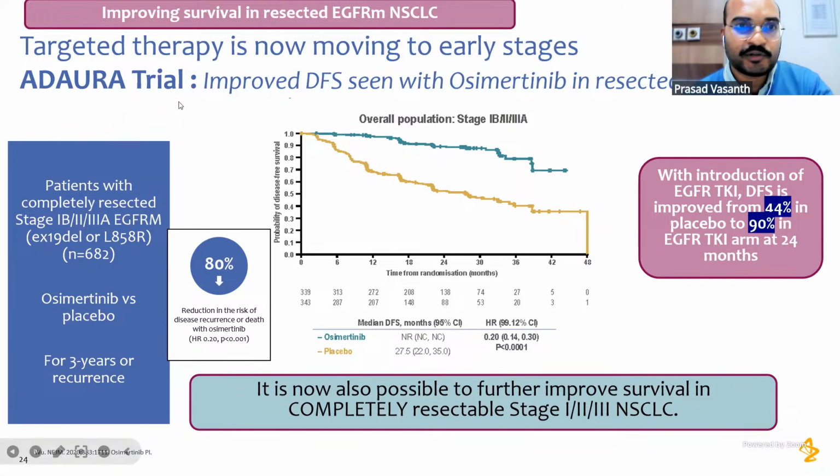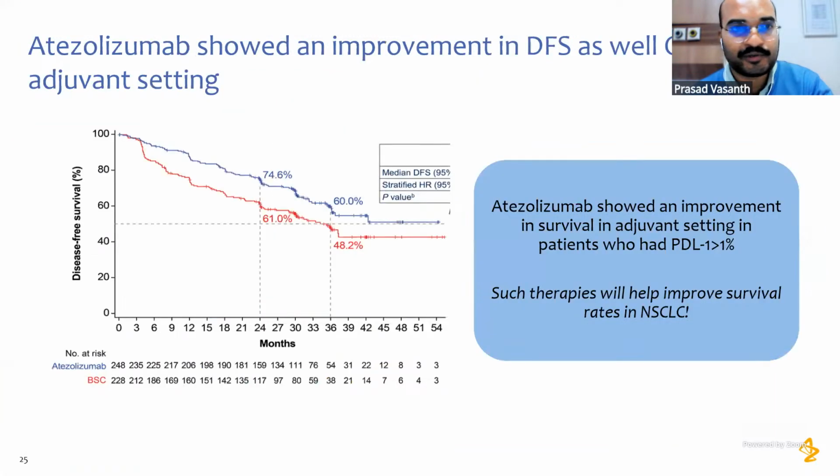So coming to the ADAURA trial, which showed improved DFS with osimertinib in resected EGFR mutant NSCLC, we can see the difference between the placebo arm and the osimertinib arm, and the DFS improved from 44% in placebo to 90% in the osimertinib arm at 2 years. And also atezolizumab in the adjuvant setting in patients with more than 1% PDL1 positive staining.